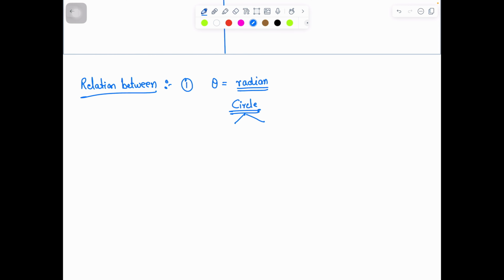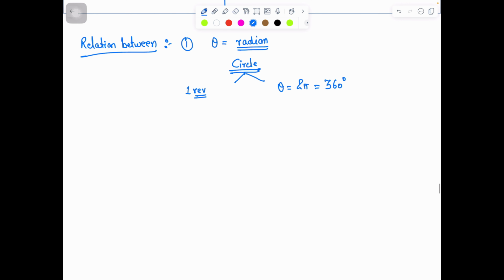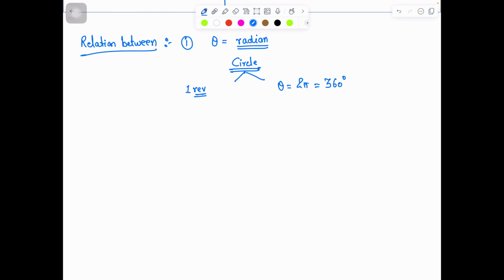I can say one revolution, and I can say theta is equal to 2 pi, which is equal to 360 degrees. Yes or no? In case of a circle. So can I relate them? Can I say one revolution is equal to 2 pi radian? This is your first basic understanding so that you can solve this.